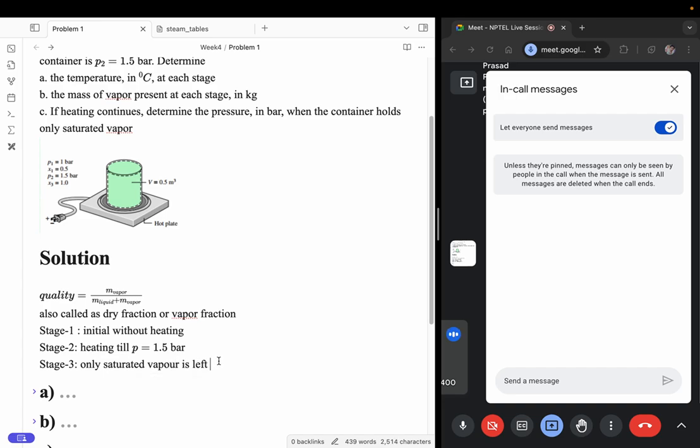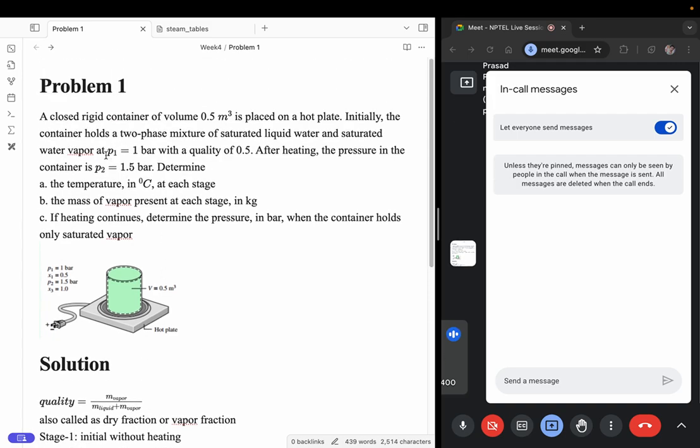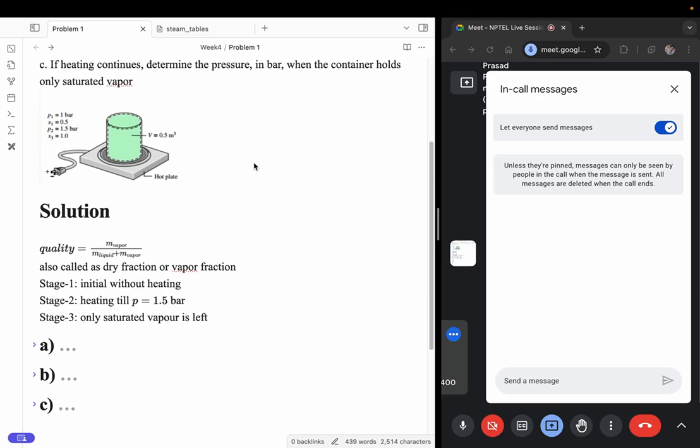So for the first stage, how do I find the temperature? What are the properties that I know here? I know my initial pressure is given as 1 bar, and I know the quality, the dryness fraction, as 0.5. Using these 2 pieces of information, can I find the temperature? In order to do that, you need to know how these properties are related. First thing, you cannot use the ideal gas law.